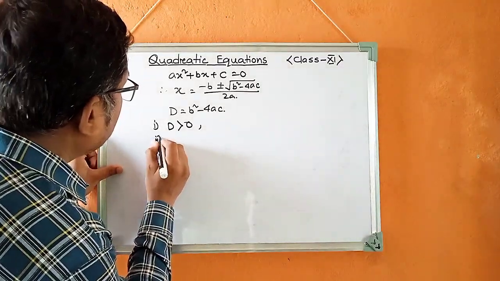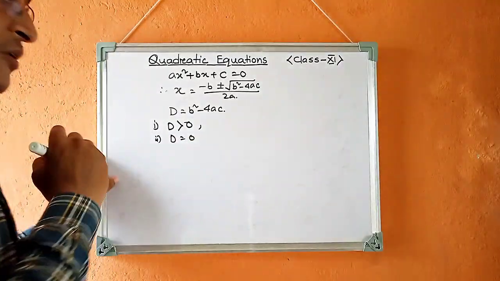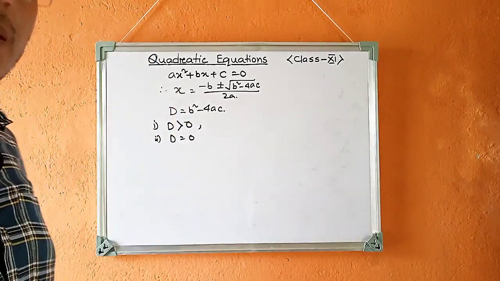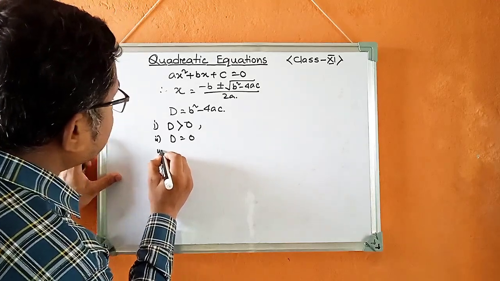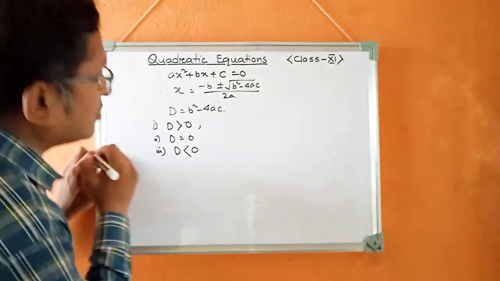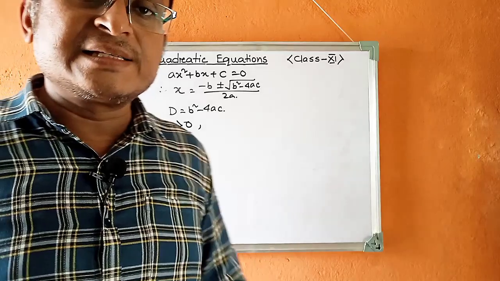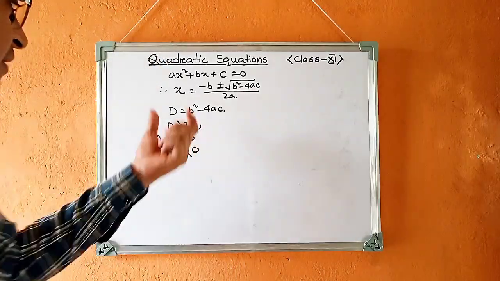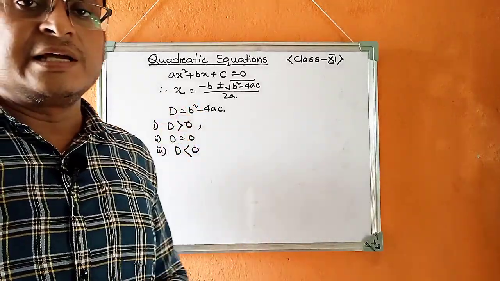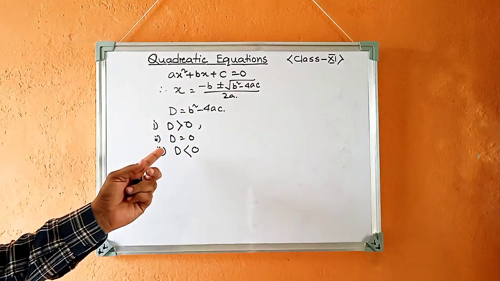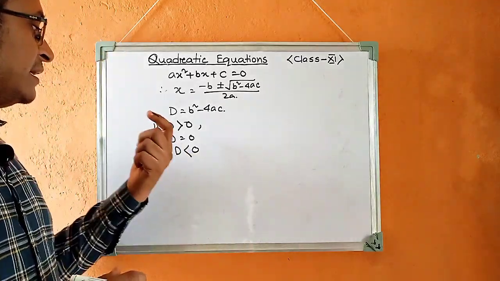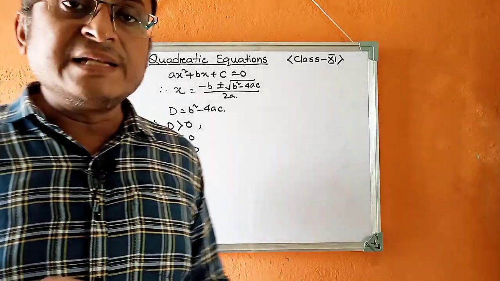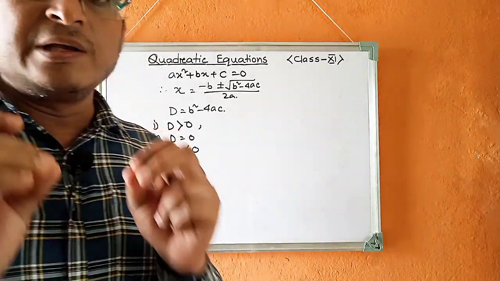Now 2, if D equal to 0, we get two equal real roots. Now case 3, if D less than 0, that means the discriminant is less than 0, we get two imaginary roots. I repeat: if D greater than 0, we get two real and unequal roots. If D, that means discriminant, equal to 0, we get two real and equal roots. If D less than 0, we get two imaginary roots.